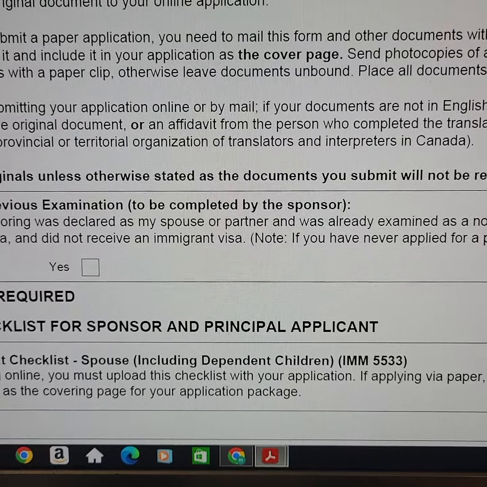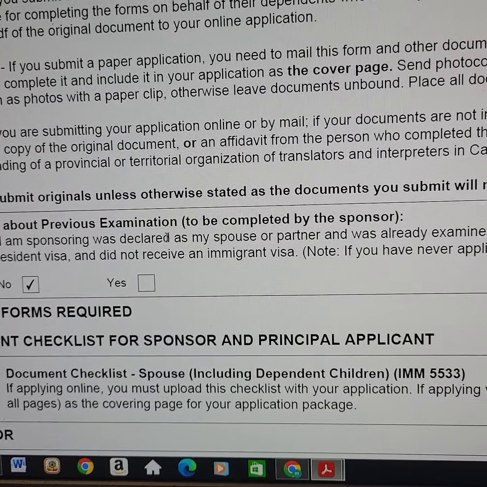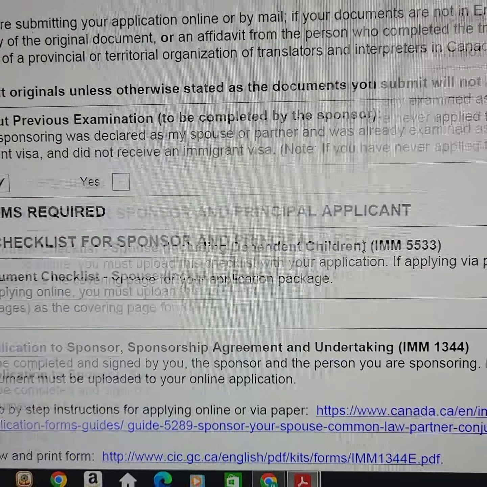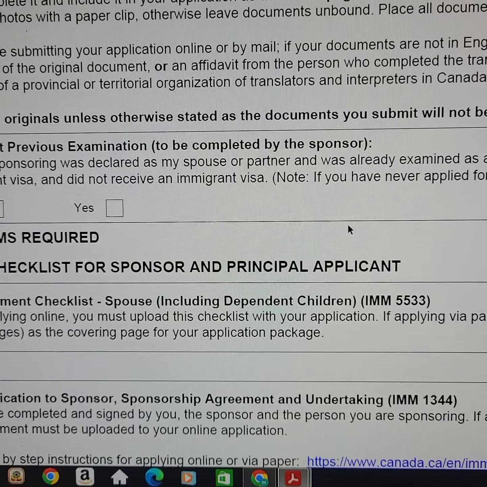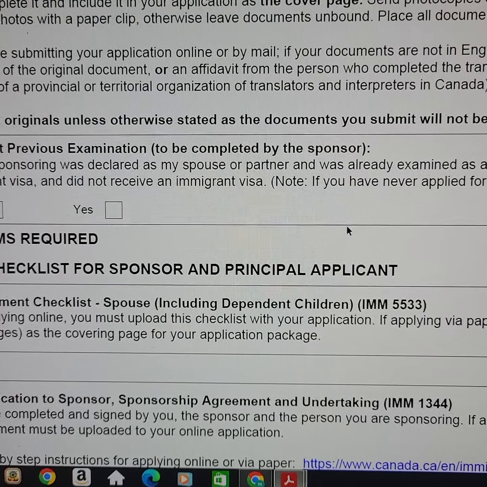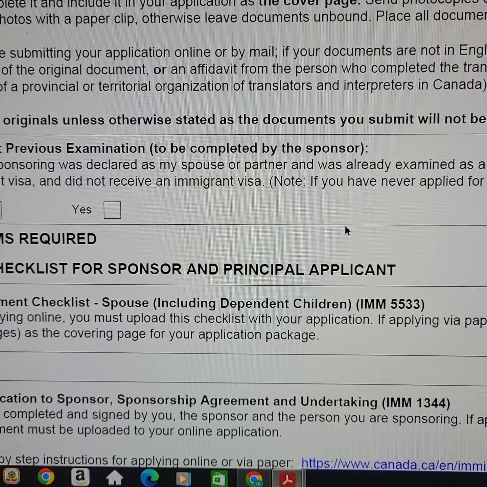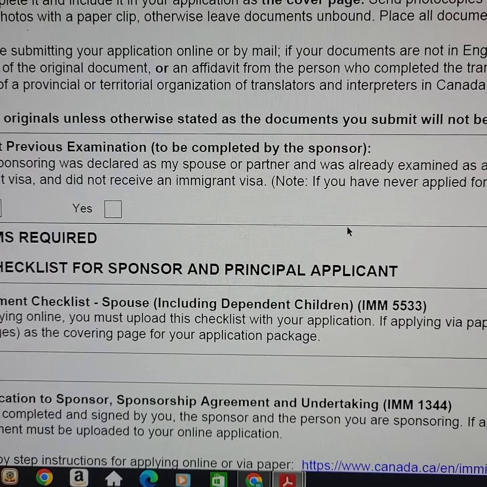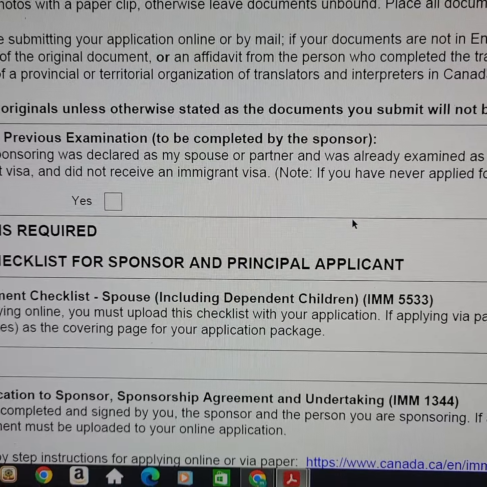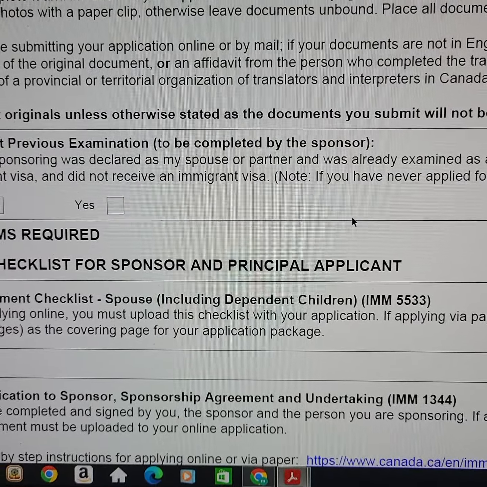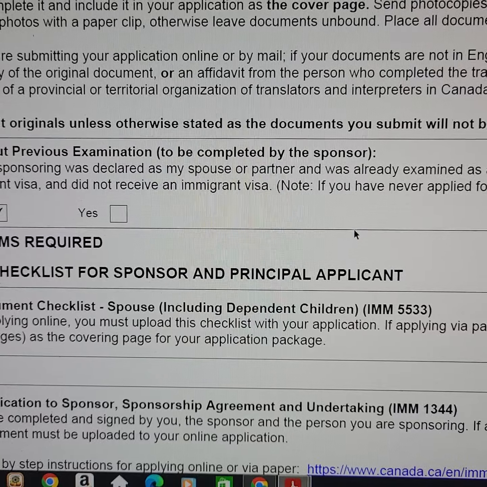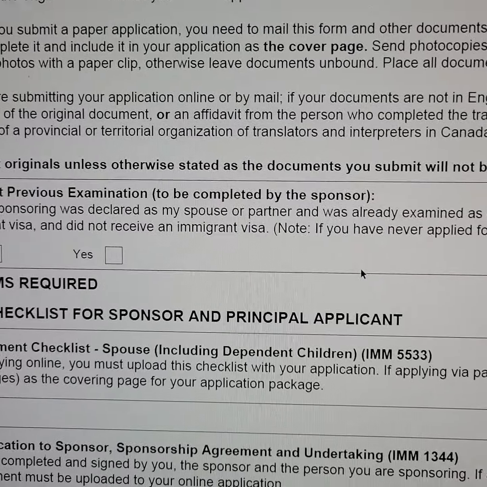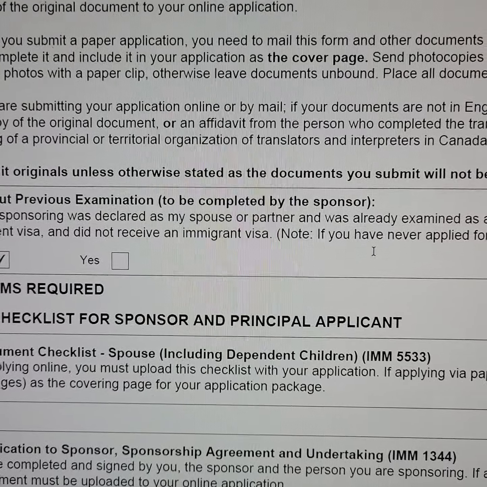Okay, so here, as you see, it says information about previous examination to be completed by sponsor. And then down the line in the application you will have where the principal applicant will have to fill out the information. And that is one of the reasons I did everything myself, instead of having my husband filling out the thing, and then I'm going back and forth, and especially he's in Morocco, I'm in Canada. It just won't work out. It's either one or the other fills out everything and makes it simple. Ask for the things that you need from your spouse, the information, their family's information, and everything else.